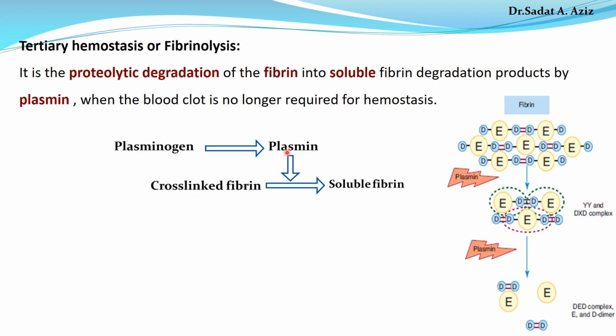Into plasmin. So the plasmin, what's the function of the plasmin? The plasmin is breaking the bonds between what? Between the cross-linked fibrin, or the net of the fibrin. So it can break the bonds between the formed network of fibrin, and it converts into what? The net of the fibrin into what?